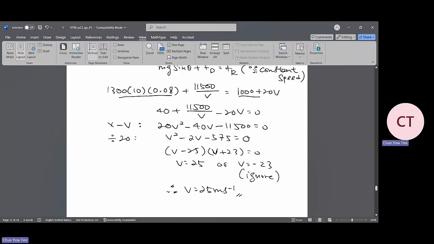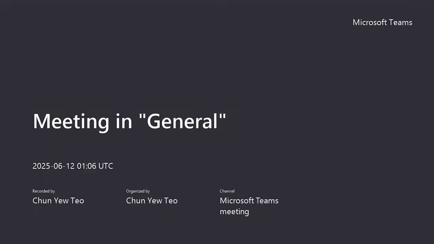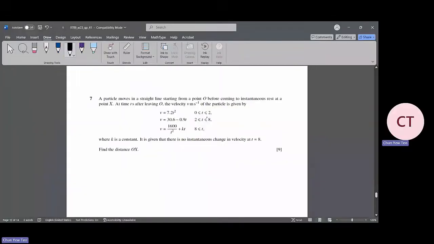So these are the answers for question number 6. And we will move on to question number 7. We take a look at question number 7. A particle moves in a straight line starting from the point O before coming to instantaneous rest at the point X. At the time t seconds after leaving O, the velocity v meters per second of the particle is given by the 3 stages over here.